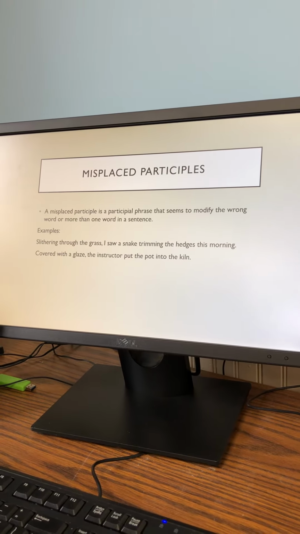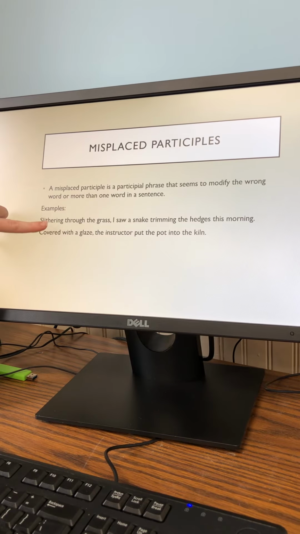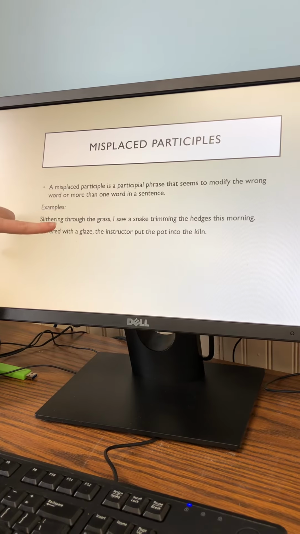Okay, so the first example: slithering through the grass, I saw a snake trimming the hedges this morning. I have 2 participial phrases in this sentence. My first one is slithering through the grass. Slithering is my participle, slither is a verb, and I've added an ing to the end, but now I'm using it as an adjective. Now obviously, another kind of giveaway that this is a participial phrase, we have this comma. Remember that if you have participial phrases at the beginning of the sentence, you always set them off by a comma.